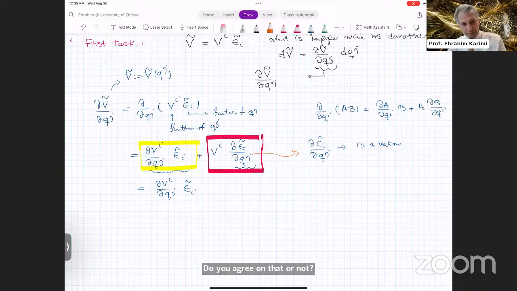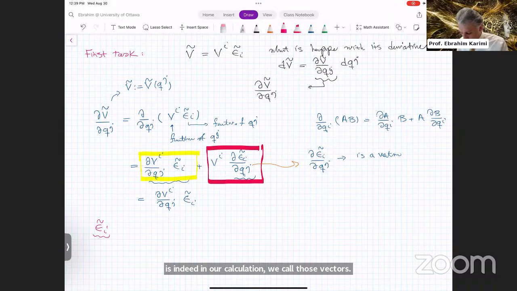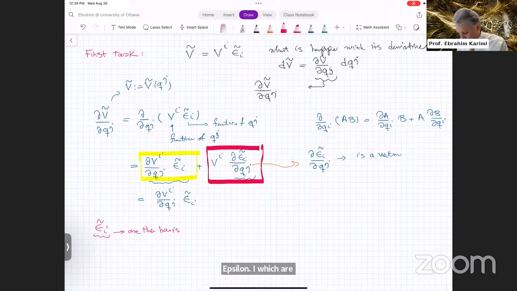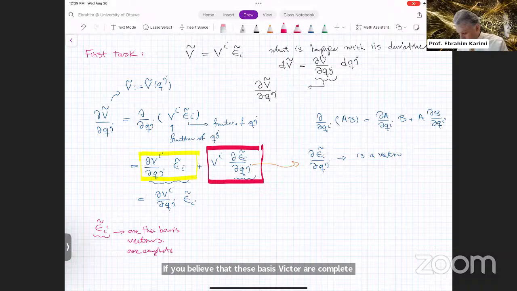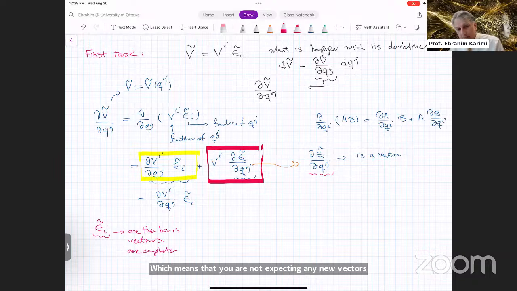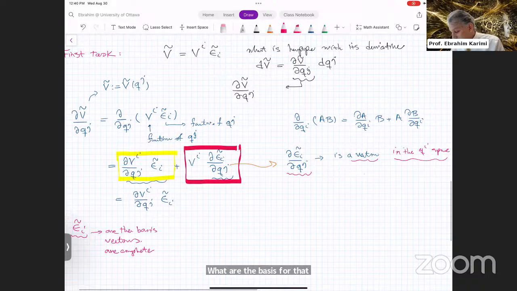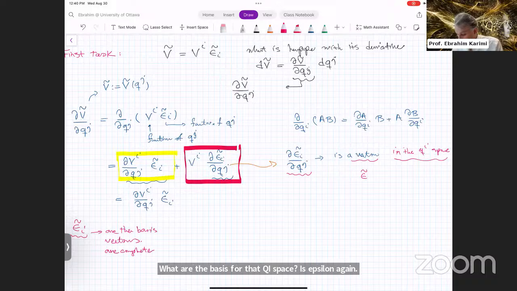Yes, lovely. So if you agree that these vectors, which in our calculation we call epsilon_i, are the basis vectors, and you believe that these basis vectors are complete, which means that you are not expecting any new vectors to appear in your space, then the derivative of a vector with respect to parameters is still a vector in which space? In the q^i space. What are the bases for the q^i space? It is epsilon again, right? Now, these can be expanded in terms of the epsilons.